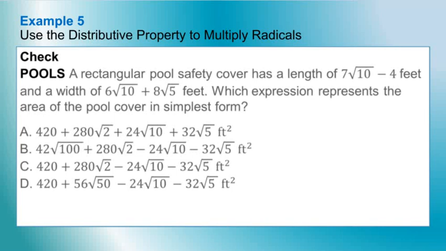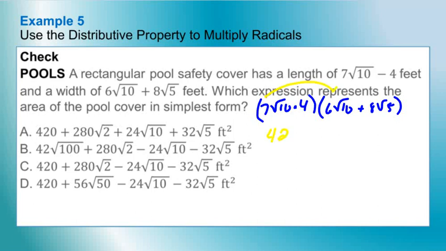Next, a rectangular pool safety cover has a length of 7 square root of 10 minus 4 feet and a width of 6 square root of 10 plus 8 square root of 5 feet. Which expression represents the area of the pool cover in simplest form? So I need to multiply. So we have 7 square root of 10 minus 4. Multiply that by 6 square root of 10 plus 8 square root of 5.